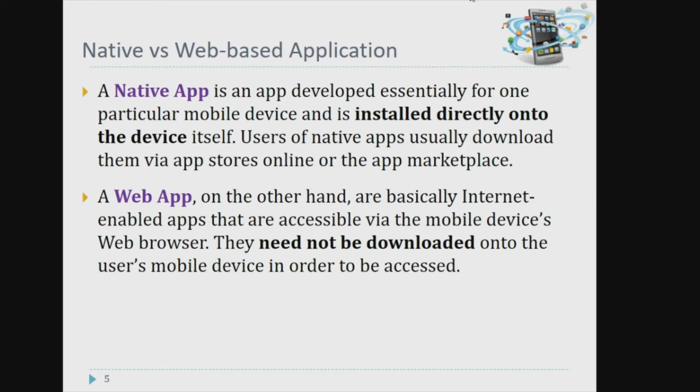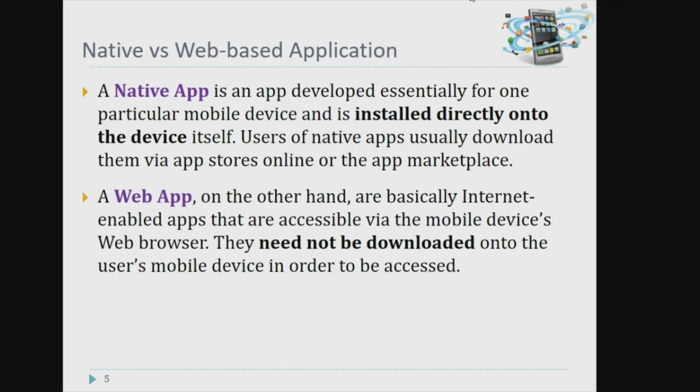A native application is an application developed essentially for one particular mobile device and it's installed directly onto the device. So users of a native application usually download the application from an online application store. For example, we have the Play Store for Google and Android, and we also have the Apple Store for iOS.